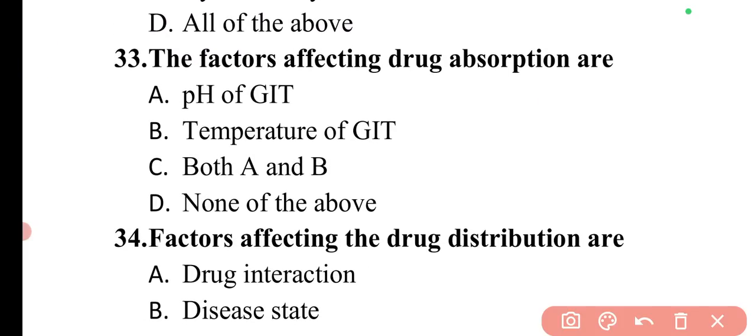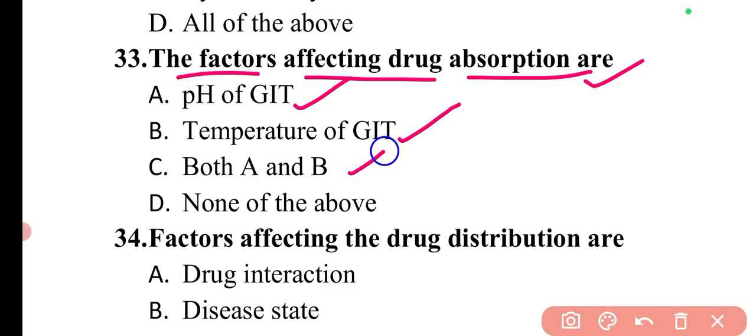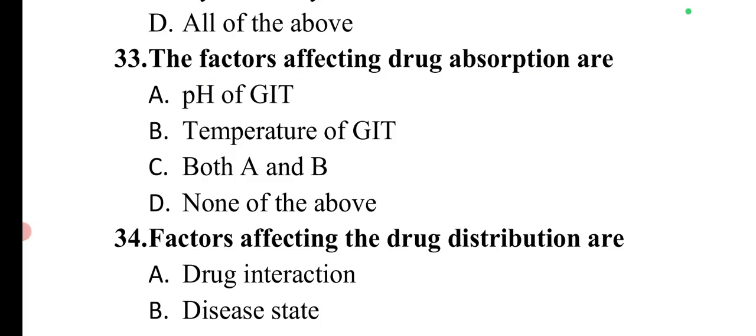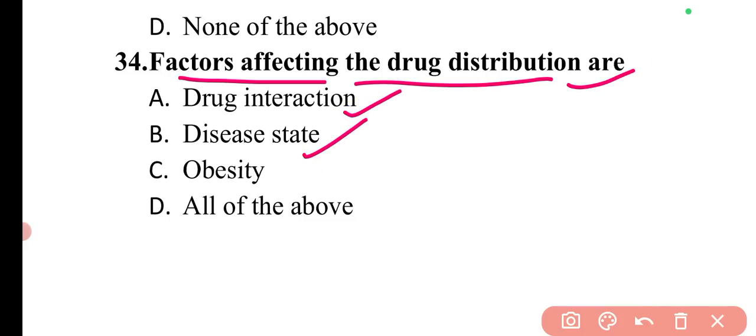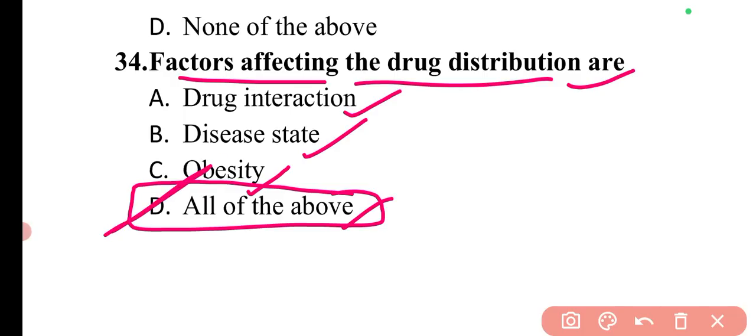Next question is, the factors affecting drug absorption are, option A is pH of GIT, temperature of GIT, both A and B, or none of the above. So the correct answer is option number A, pH of GIT. Next question is, factors affecting the drug distribution are, options are drug interaction, disease state, obesity, or all of the above. And the correct answer is option number D, all of the above.